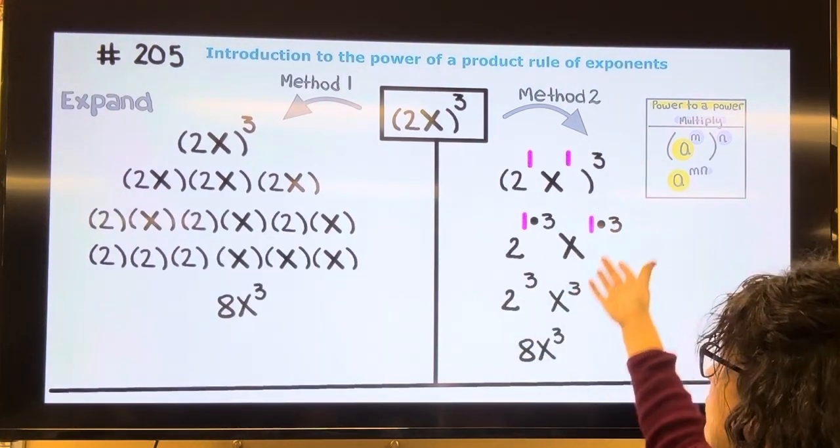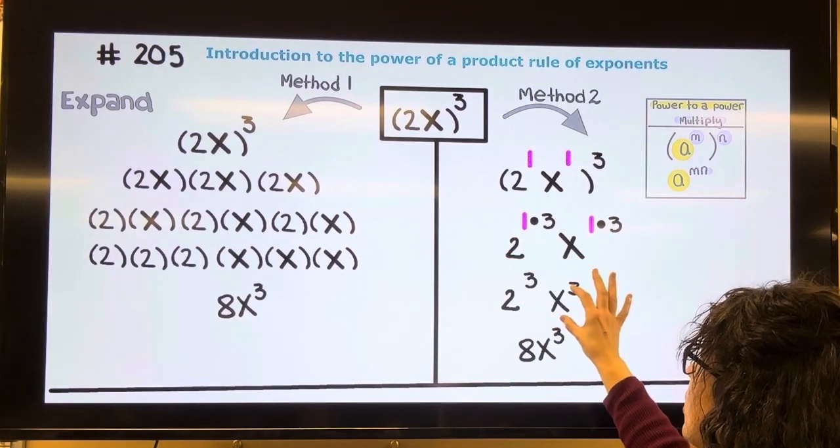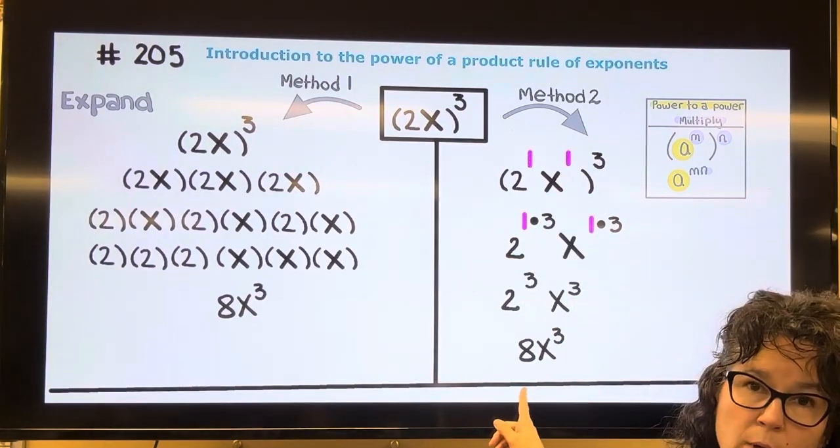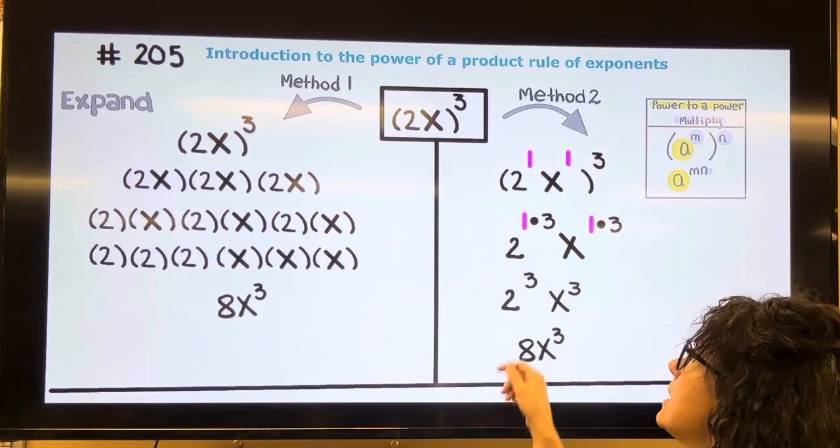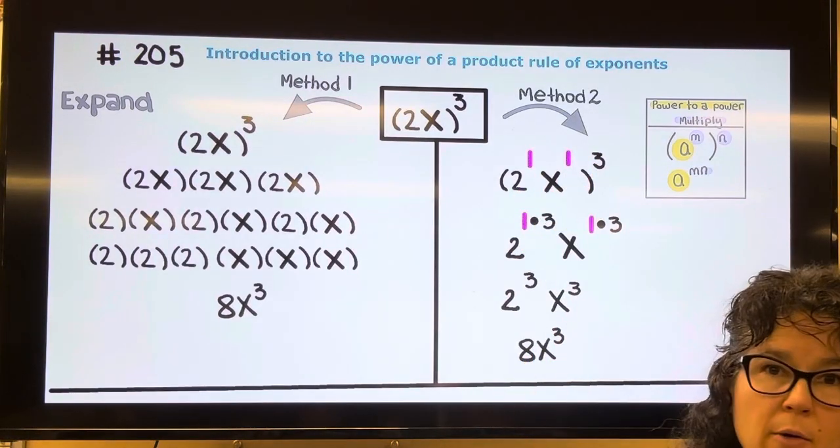I'm sure that most of you would not show any of this work. You would go from the original directly here, because you'd think of this as 2 to the third power and write 8, and then x to the third power.